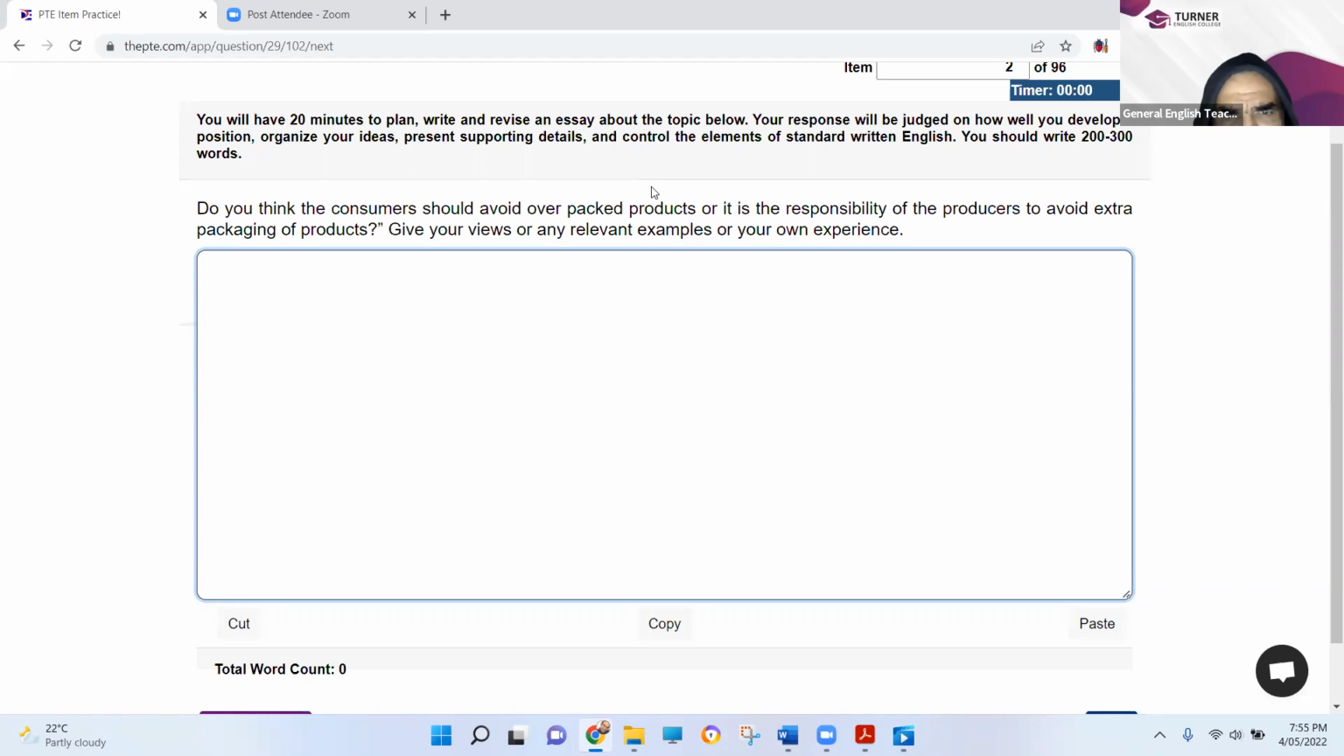Thus, it is clear that the consumers should avoid overpacked products. I'm happy with this. Okay. Now, following the analysis of beauty and waste, it is clear that consumers should avoid overpacked products. Further, it is expected that the government and individuals try that. Very good. There you go. All right.